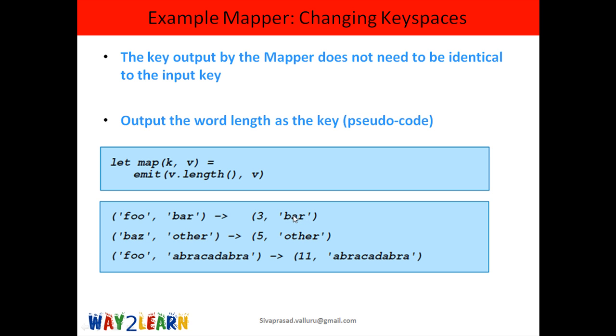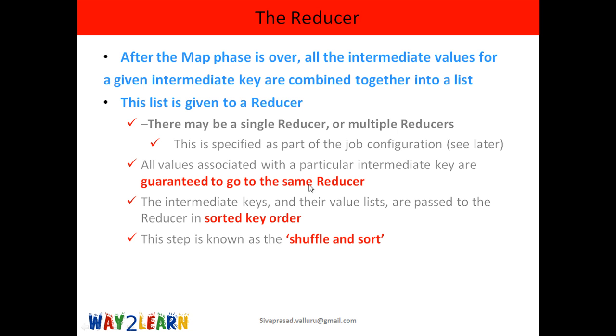And while emitting, the key space can be changed. That means you can emit whatever you want as a key. See here in this case my mapper is taking key comma value, but while it is emitting the value length and value. So in this case foo comma bar, the mapper may emit the size of this value 3 comma bar, size of this value is 5 comma bar, size of this is 11 comma bar. So my mapper may emit any key. It is not mandatory that it will emit whatever key it is getting. It may emit anything. It is all up to your logic.